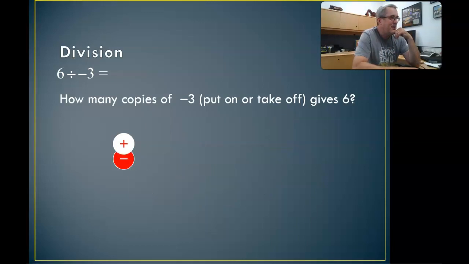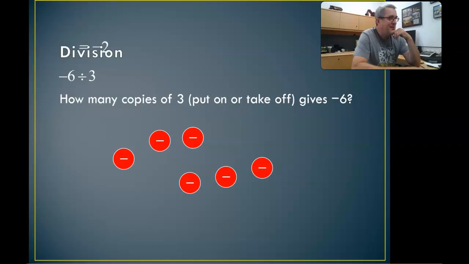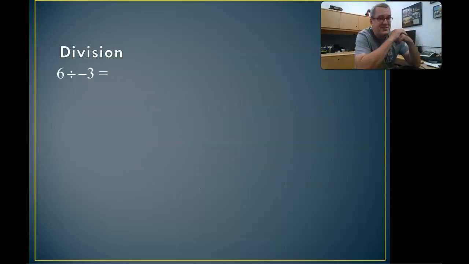Oh yeah. My brain just went crazy there. I just did negative 6 divided by 3. Now we're going to do 6 divided by negative 3. I thought I'd already done that.